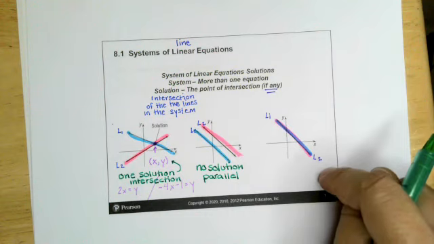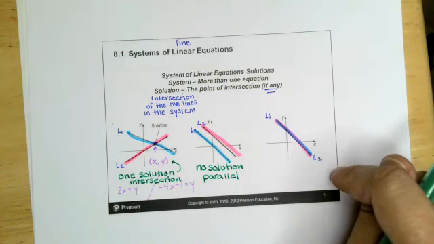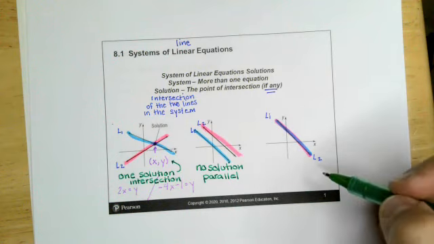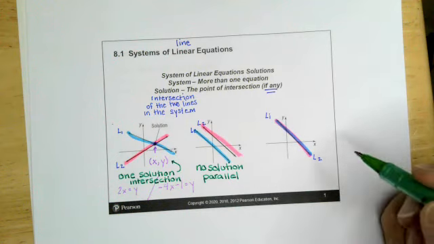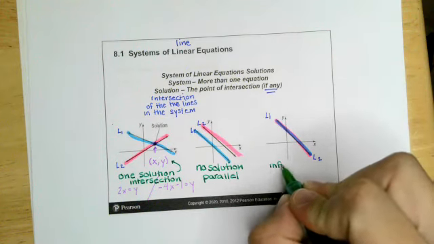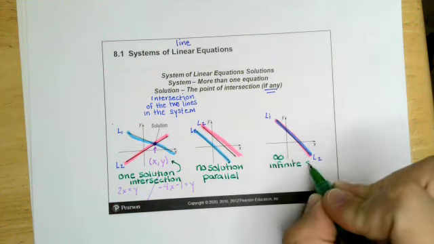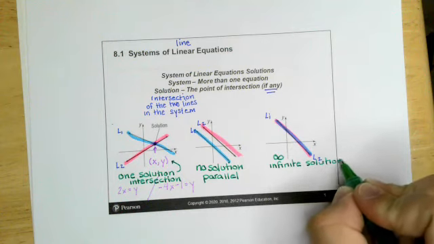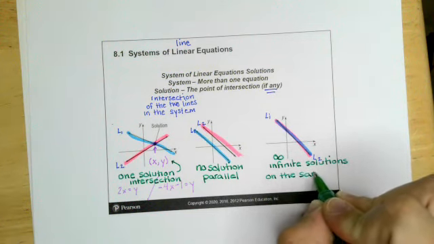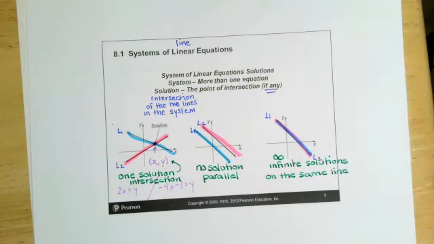All right, and in this one, L1 is graphed, and then L2 is graphed, and it's found on the same line. So every point that makes L1 true will also make L2 true. So this is infinite solutions, just like the infinity symbol, infinite solutions, because they are on the same line.